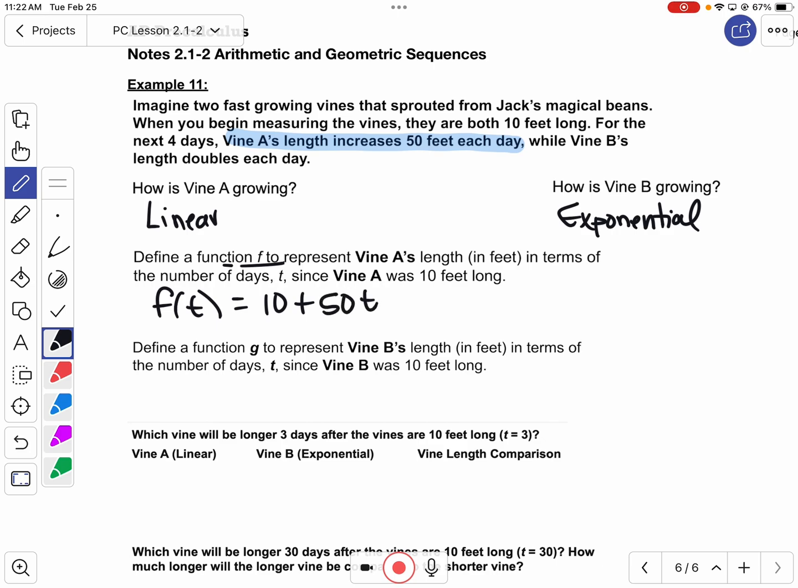Okay, 50 was my rate of change. It said feet each day or feet per day, so that was my rate of change. And I started at 10. Okay, it asked me to do the same thing, a function g of t that would represent vine B.